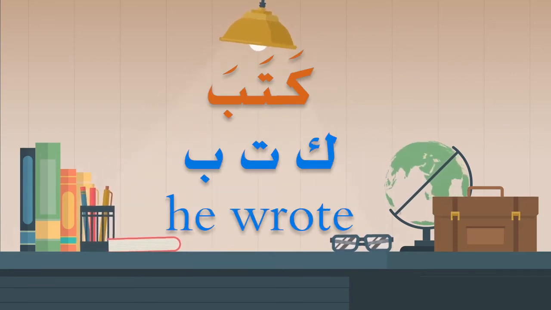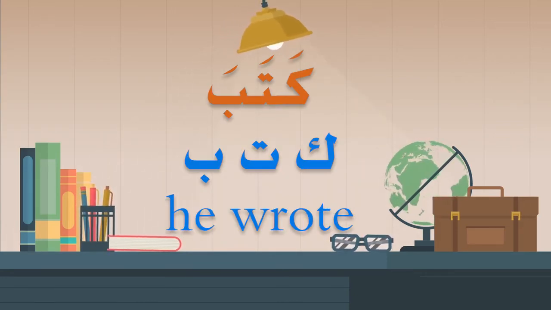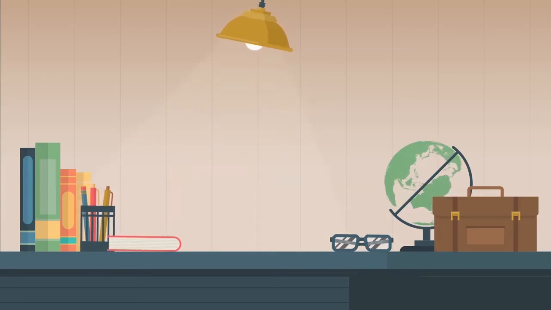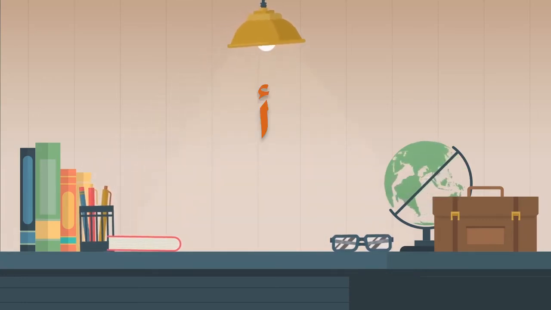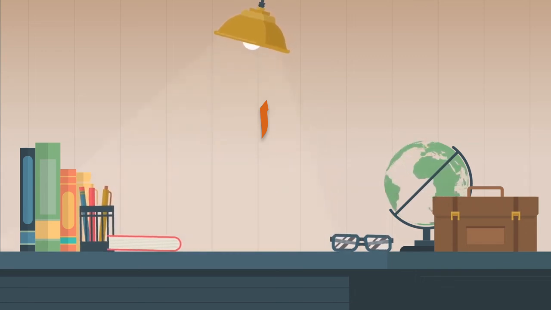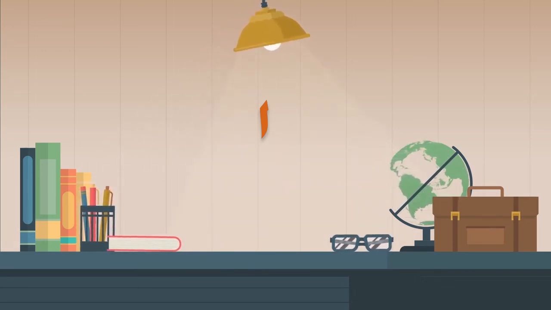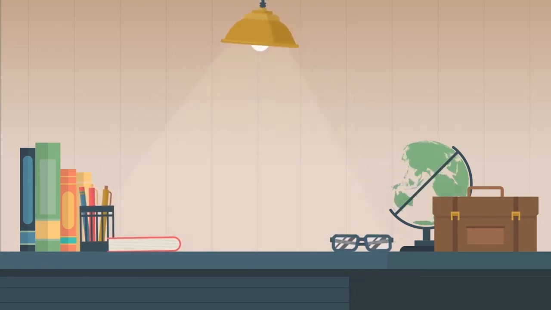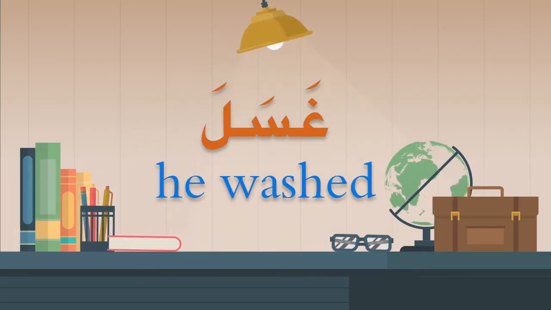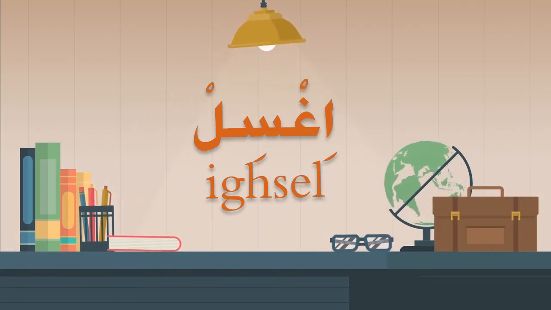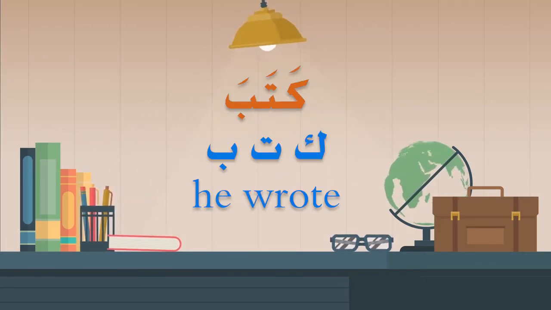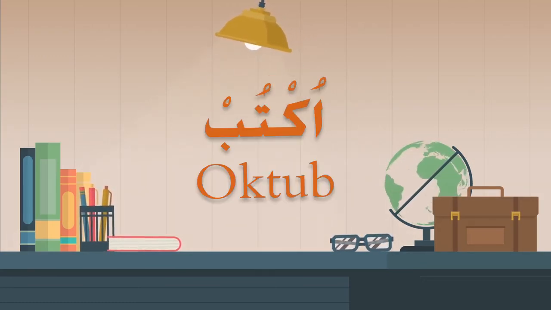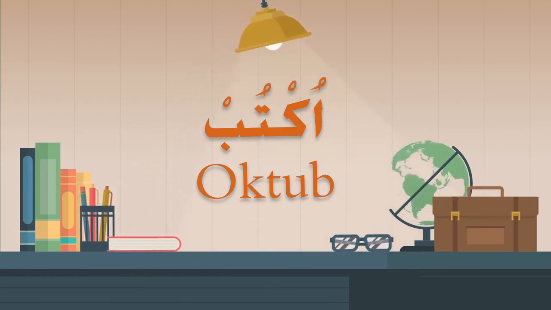When we form the imperative of triple verbs like غسل, كتب, which have three letters, we add همزة الوصل, which is alif without hamza. I'll explain that in a separate lesson later. For example, غسل, he washed. اغسل, wash. كتب, he wrote. اكتب, write. You ask someone to write.